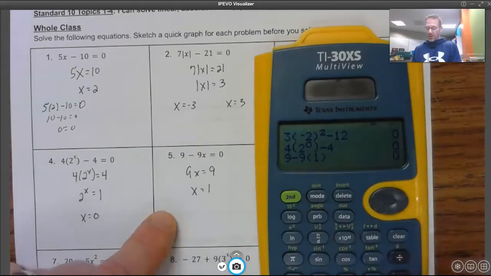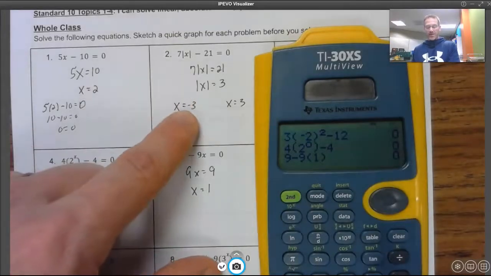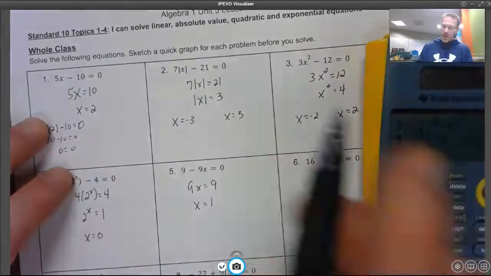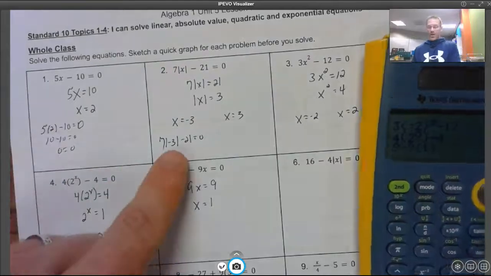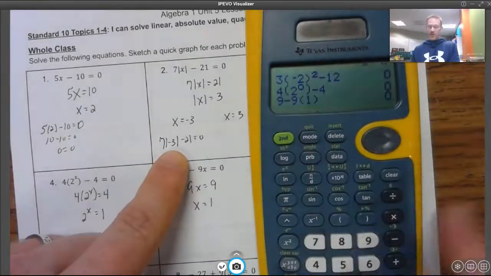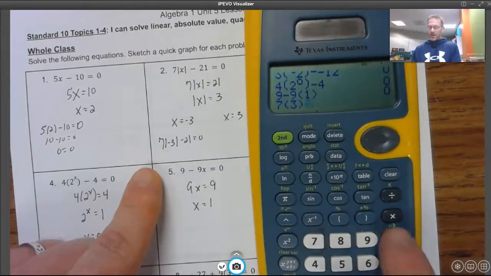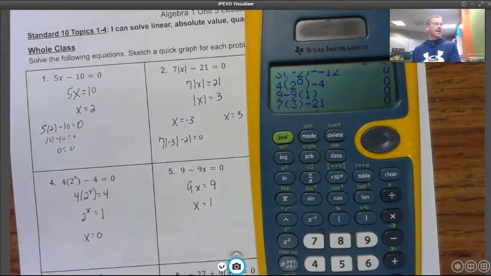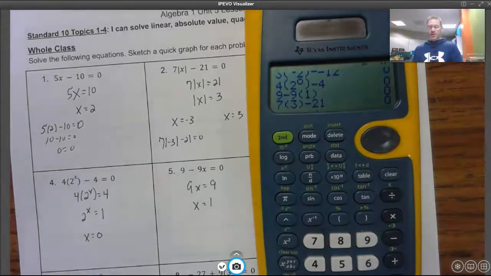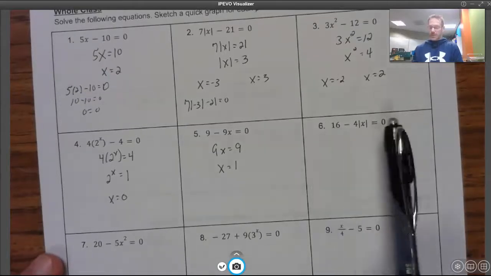Now, the hard part is there is no absolute value on your calculator. So when you do this, you have to think about what that means, right? On this one, if I take the absolute value of -3, if I were to write it out, it would look like that. So what you have to do is take the absolute value before you put it in your calculator. So 7, open parentheses, the absolute value of -3 is 3, and then minus 21 like that. So the only thing you can't do on your calculator is the absolute value. So you have to take that absolute value and then put it in parentheses on your calculator. Okay. Let's keep going.